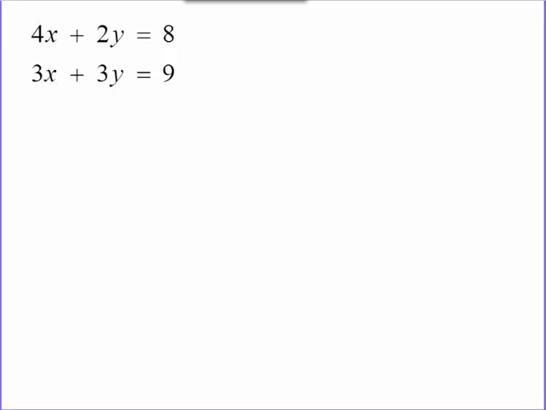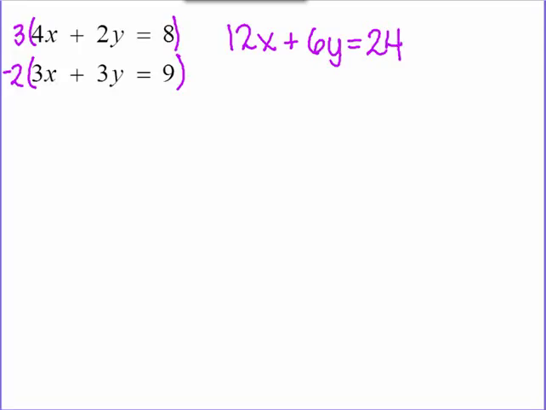So now I've got the numbers 2 and 3. So I need to think, what is the smallest number that both 2 and 3 go into? 6. So how can I get 6 if I already have 2? What do I multiply by? 3. Okay, how do you get 6 down here? 2, but we're going to multiply by a -2 because remember we like those signs to be opposite. So my top equation becomes 12x plus 6y equals 24. What does your bottom equation become?